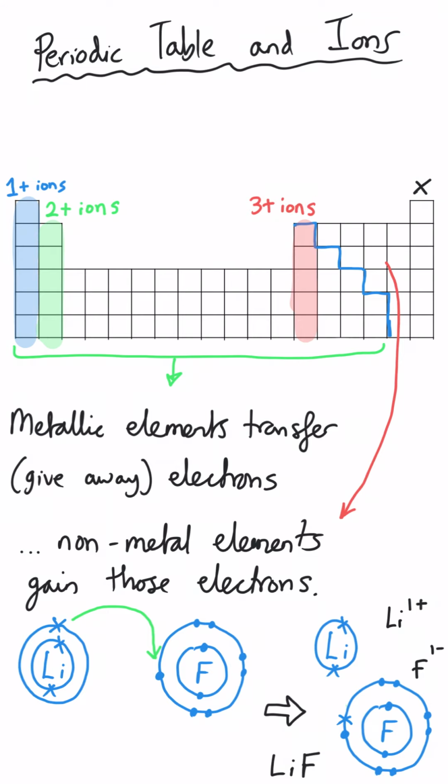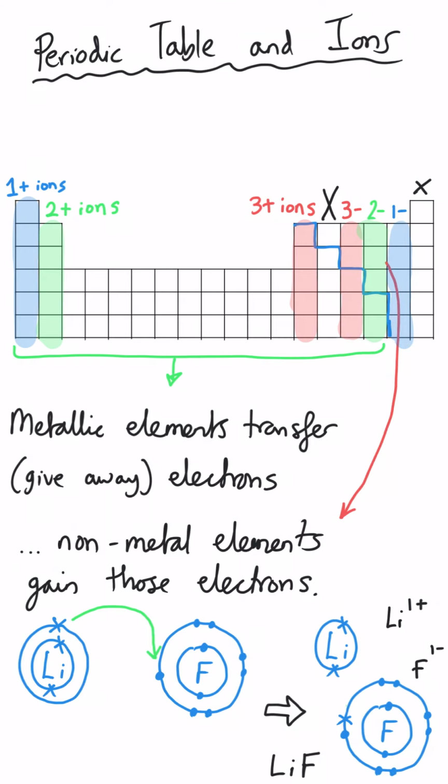Group 4 typically bonds covalently rather than ionically. Group 5, well, it's got 5 electrons in its outer energy level, so they need to gain an extra 3 to become 3 minus ions. Group 6 will form 2 minus ions very readily, and group 7 will form 1 minus ions very readily.